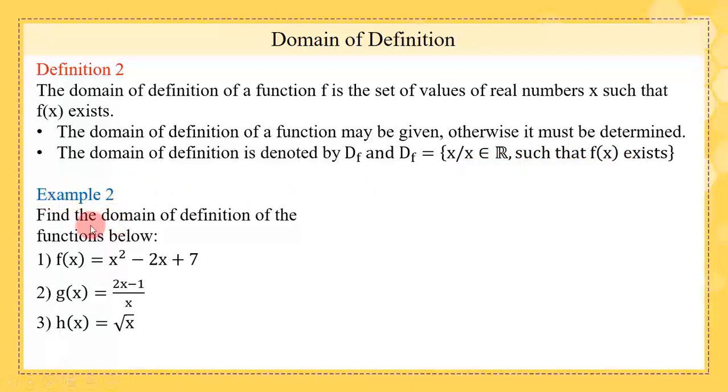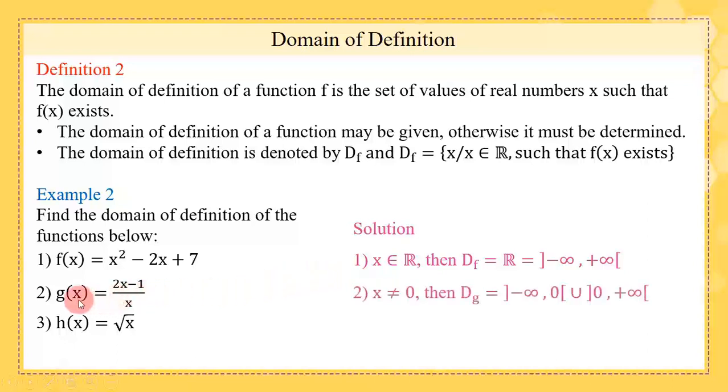Example 2. Find the domain of definition of the following functions below. Solution. First of all, f of x is a polynomial function, so f of x is defined for every x belonging to R, so D of f equals R. The interval form is minus infinity to plus infinity.